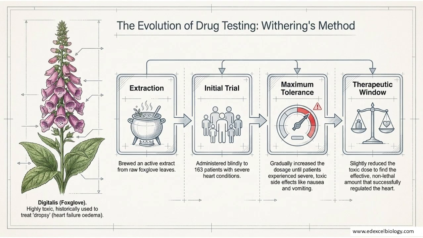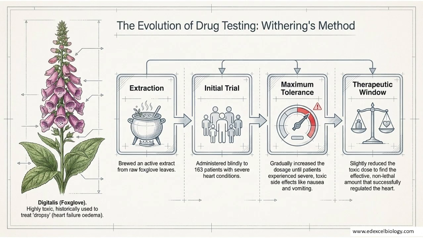But foxglove is a notoriously toxic woodland plant. Highly toxic, yes. It's designed to disrupt the heart rate of animals that try to eat it. So Withering, fully knowing it's poisonous, decides to experiment. Over 10 years, he administers variations of this toxic foxglove soup to 163 of his heart patients. It sounds like a brilliant but completely reckless mad scientist.